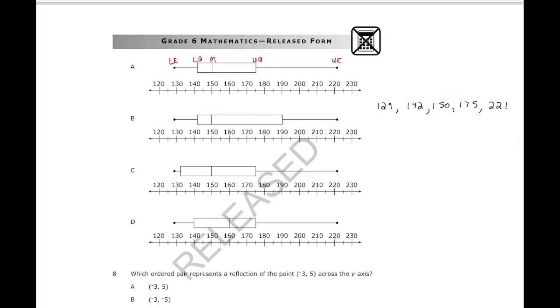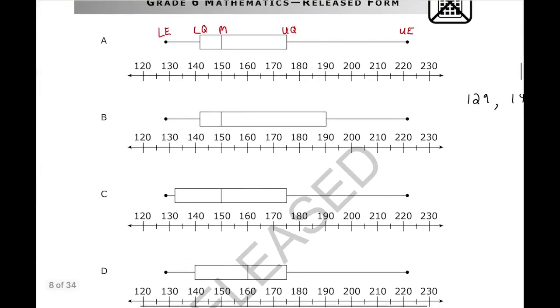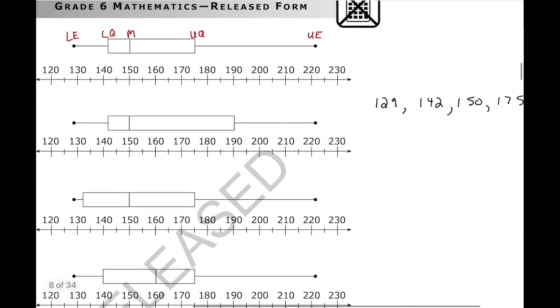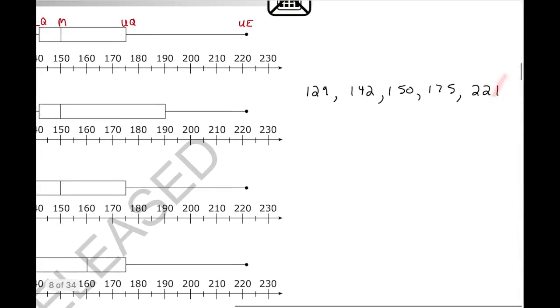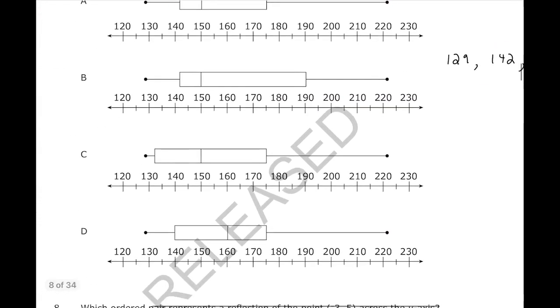All right, 129. Let's find the smallest number of 129. All of those have that. All right, let's find the biggest number, 221. Okay, let's look for the median of 150. Let's see, that's 150, 150, 150. Oh, D says 160, so it cannot be answer choice D.